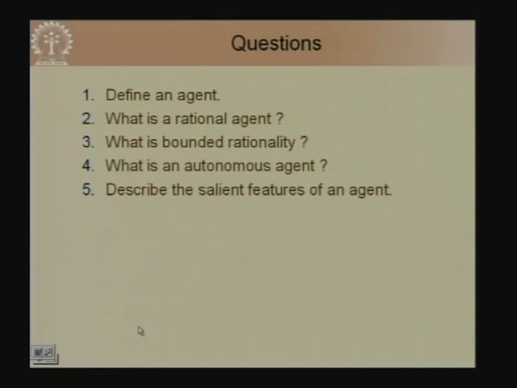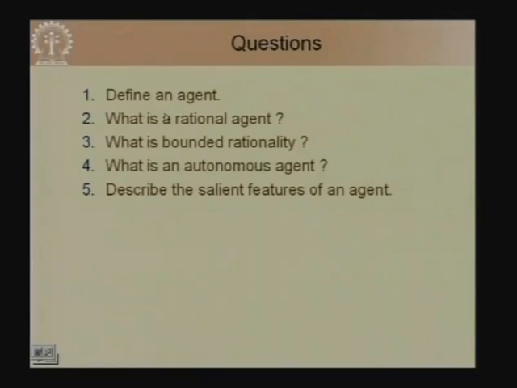So, we will come now to a set of questions based on today's lecture. Question 1, define an agent. Question 2, what is a rational agent? Question 3, what is bounded rationality? Question 4, what is an autonomous agent? Question 5, describe the salient features of an agent.